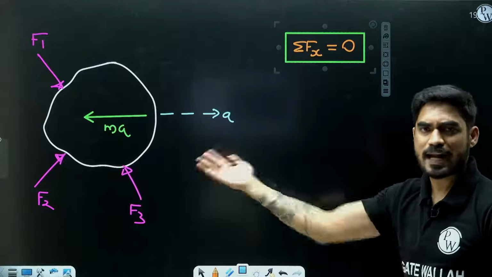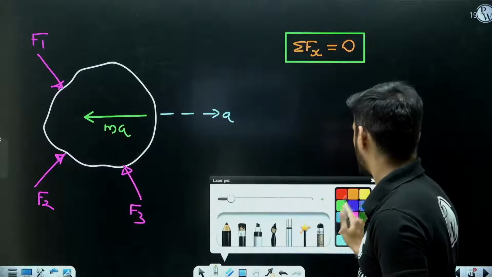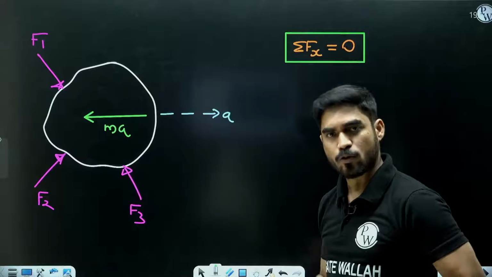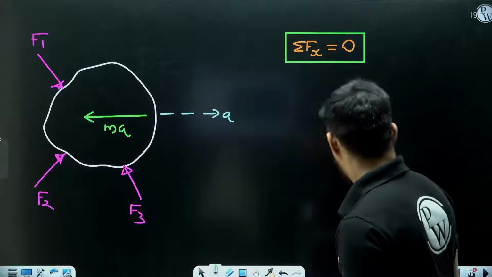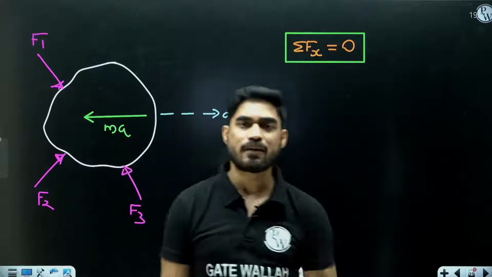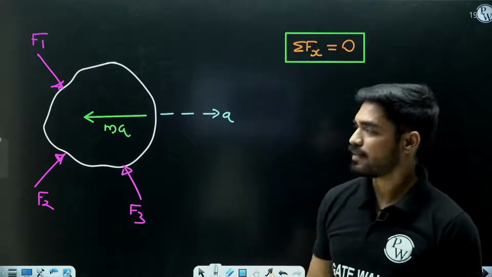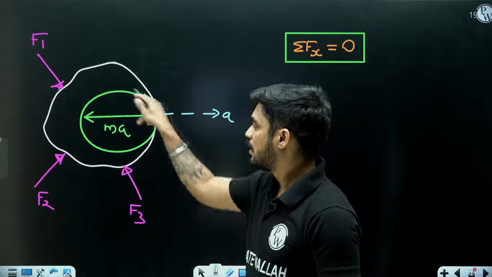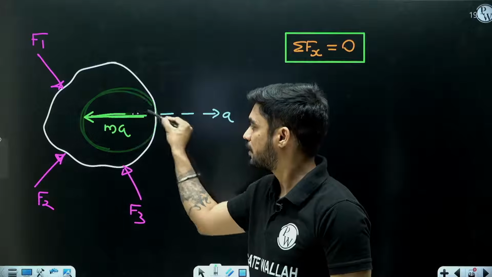It has become a statics problem, no? So now I can apply summation of Fx equals 0. I hope you understood this. So what is D'Alembert's method? D'Alembert's method says that you can convert any problem of kinetics into an equivalent problem of statics by applying a dummy force ma opposite to the direction of motion.